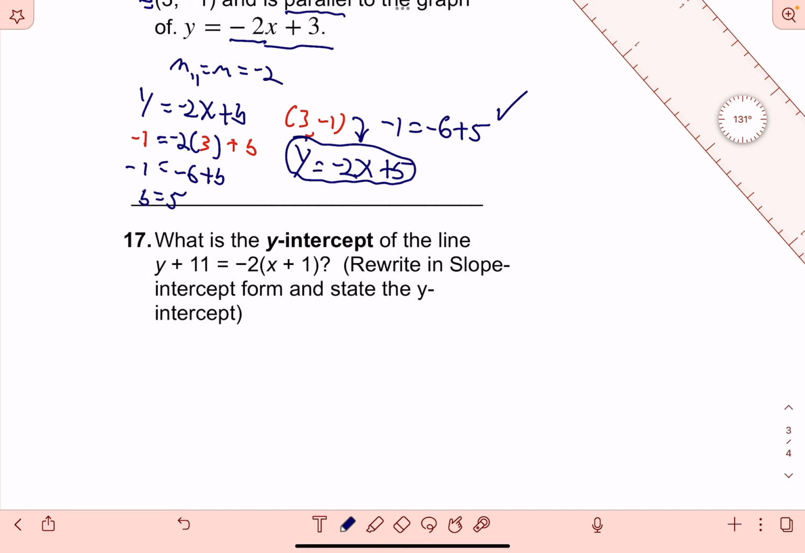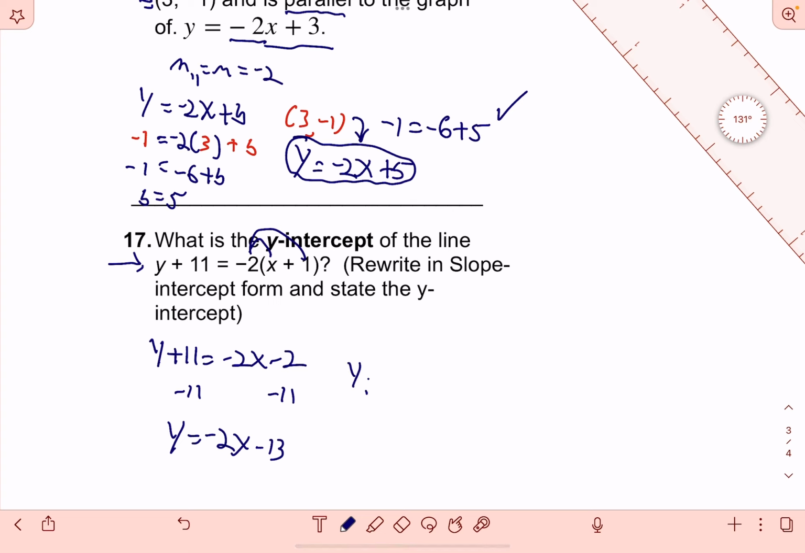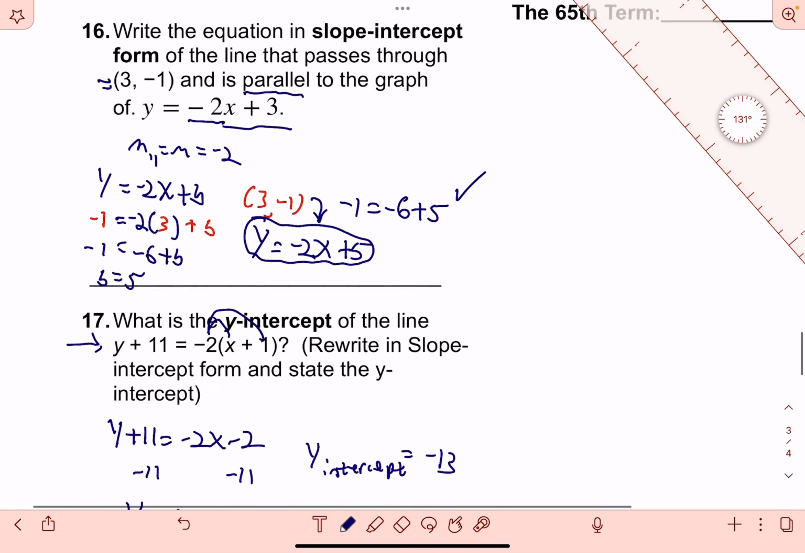What is the y-intercept of the line? The easiest way to do this, I even give you the hint here, is to rewrite this in slope-intercept form. So y plus 11 equals, distribute into negative 2, do the rainbow, negative 2x minus 2. Now drop opposites: subtract 11 from both sides. You get y equals negative 2x minus 13. So in slope-intercept form, what is the y-intercept? The y-intercept equals negative 13. All right, there you go.